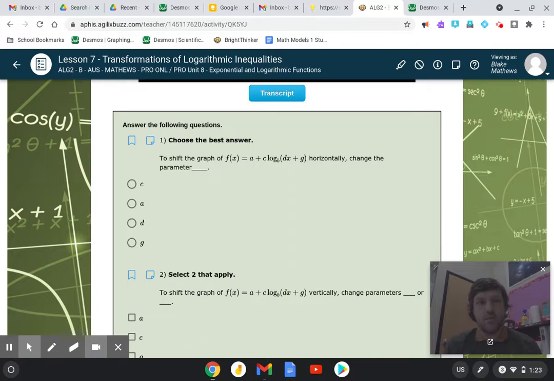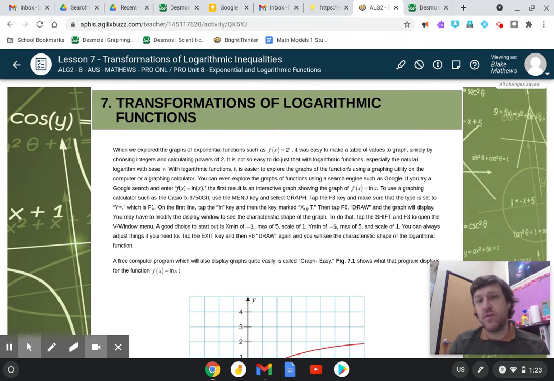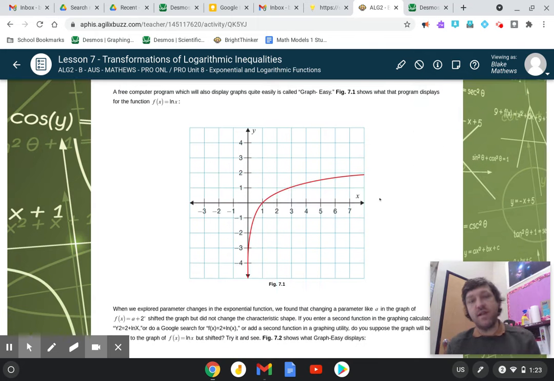All right, this is the Algebra 2, Unit 8, Lesson 7 video over transformations to logarithms. Good news is transformations work the same way for all types of functions, so you don't really have a lot of new information here. You're just applying it to a different set of functions.